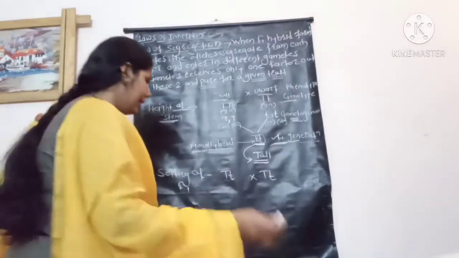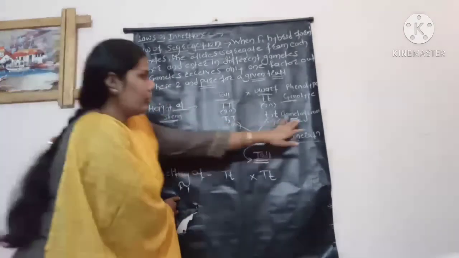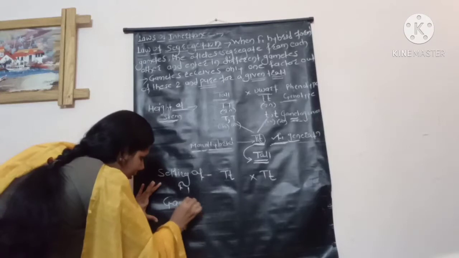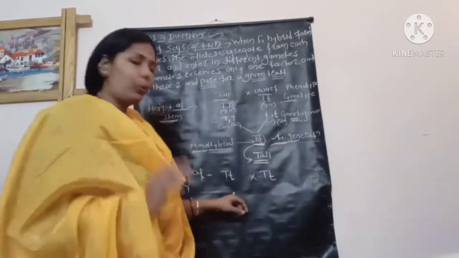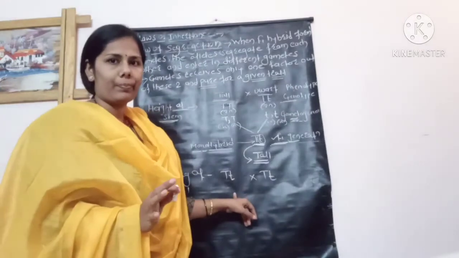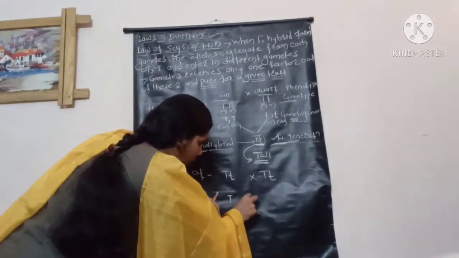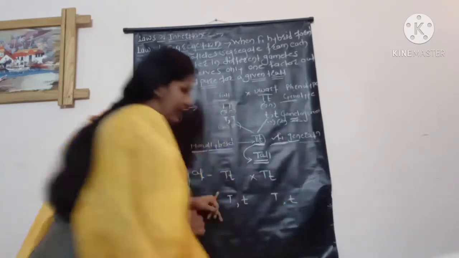Now they undergo the next process, that is gametogenesis. Here also our parents have gone into gametogenesis. Here two dissimilar gametes are formed. One is capital T and another is small t. Again here one is capital T and another one is small t.